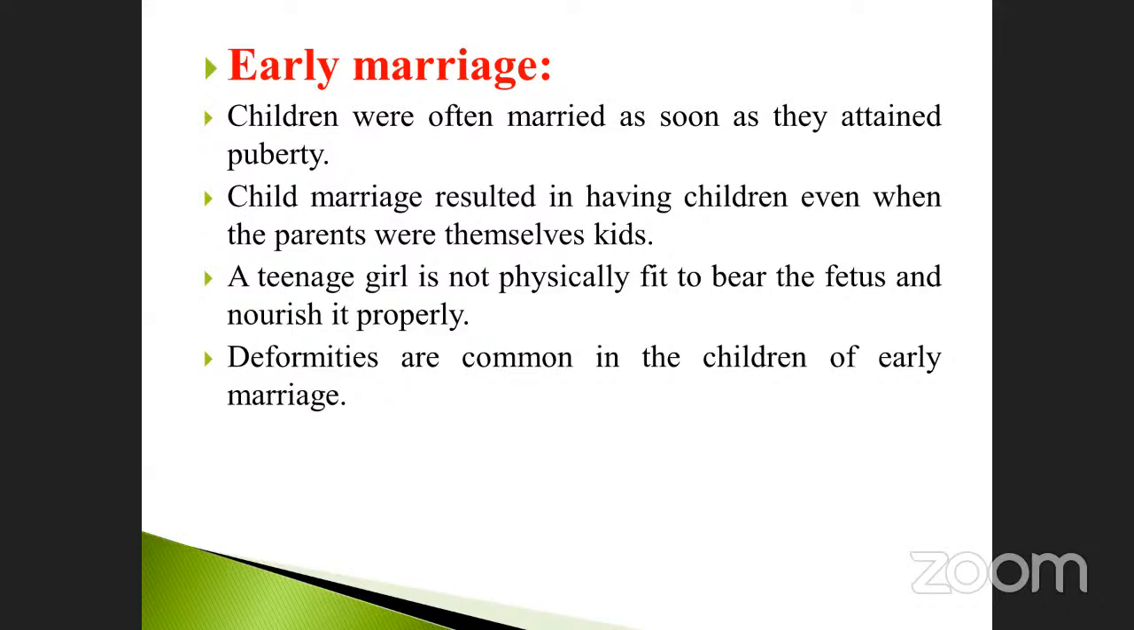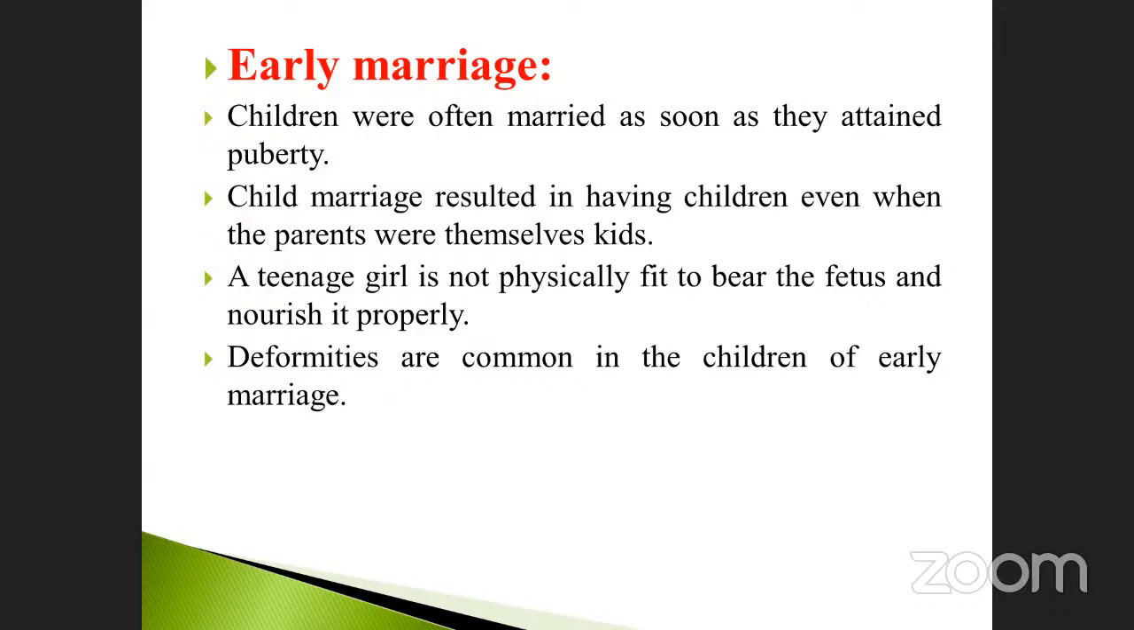Child marriage resulted in having children even when the parents were themselves kids. So this is a complicated one. The teenage girl is not physically fit to bear the fetus and nourish it properly. That is very, very important. A teenage girl, what happens? She will not get the food, isn't it? She will not eat properly. Then how can the fetus grow? So this is the awareness.